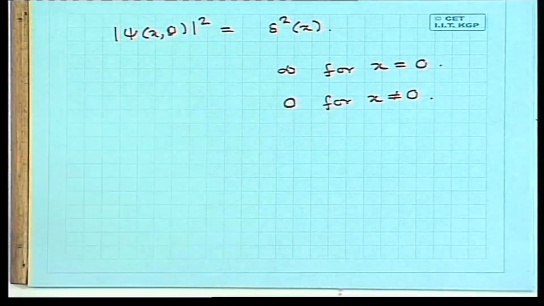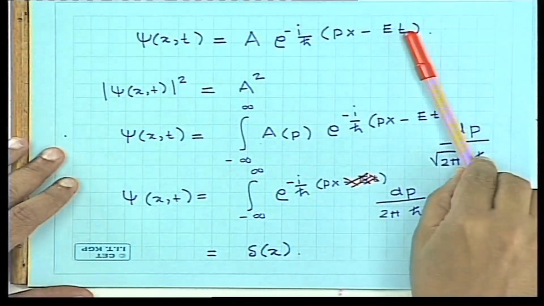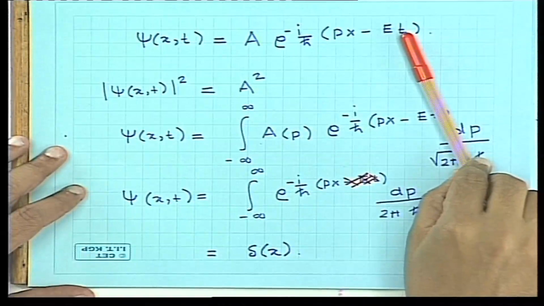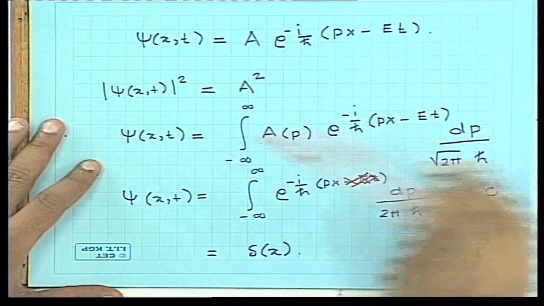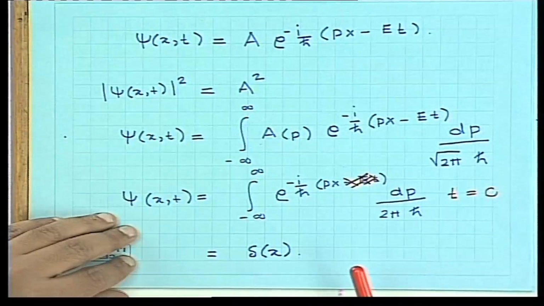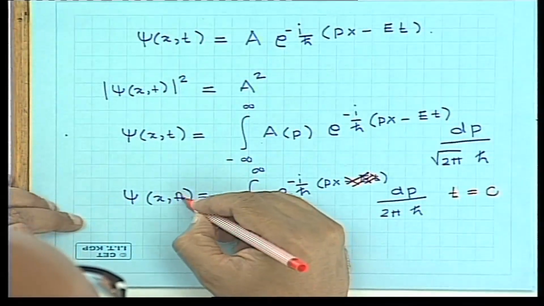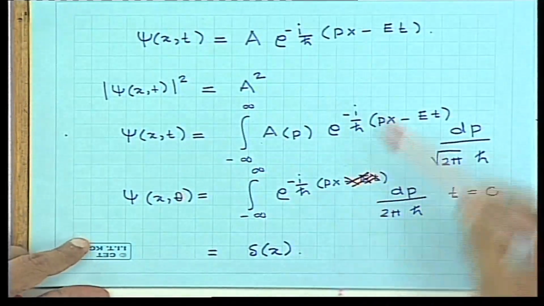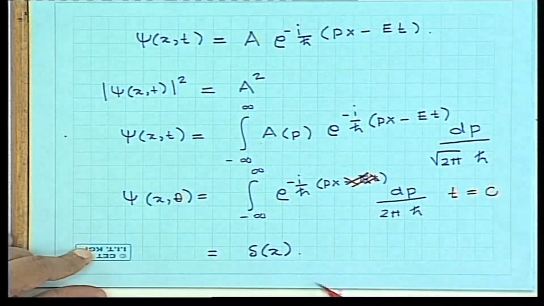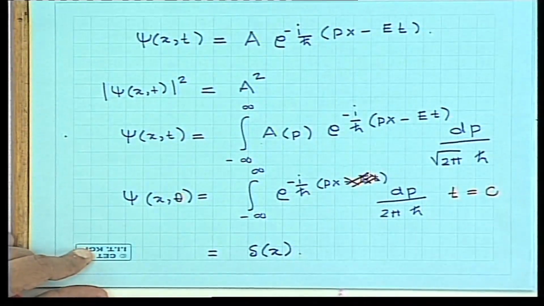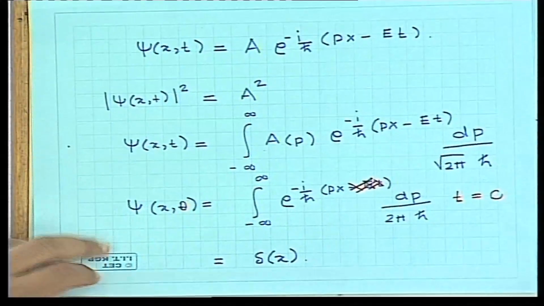So let me now briefly recapitulate this. We had one function where the momentum was very well known. It was p and e, but we had no position information. We constructed another wave function psi, which is a superposition of plane waves with all possible momenta, and we get a wave function which has no momentum information, but we know the position of the particle precisely.